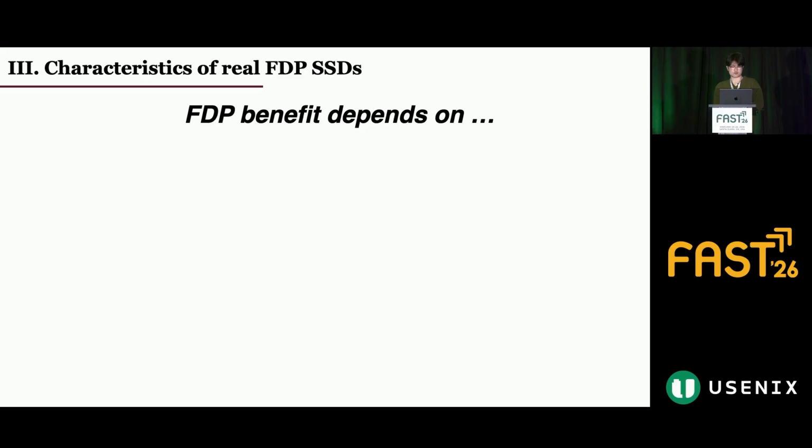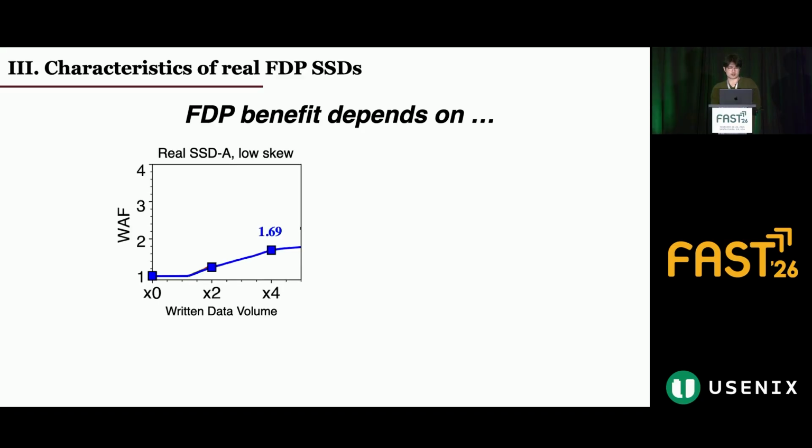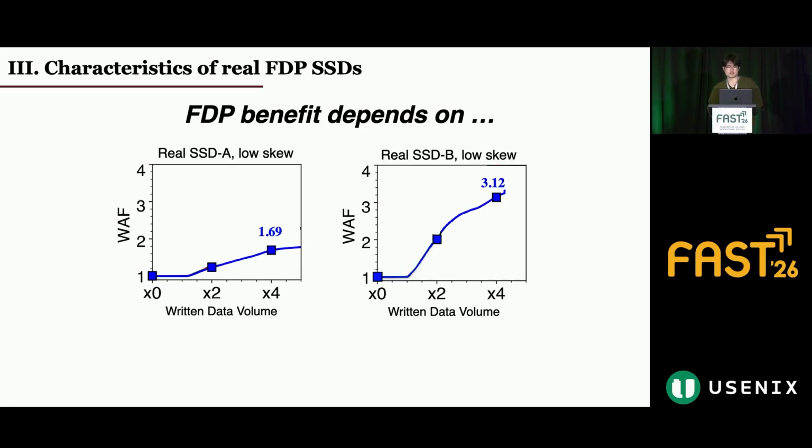So the second factor is firmware design. We're looking at different vendor results under the same workload, a low skewed workload. It turns out two different vendors show significantly different trends under the exact same workload. So same workload, same FDP interface, but the firmware behind the scenes makes all the difference. The second takeaway is that FDP benefit depends on the firmware design.